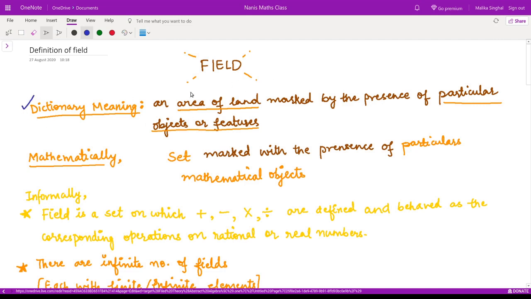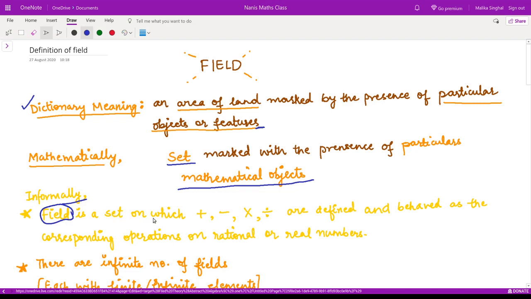The dictionary meaning is an area of land marked by the presence of particular objects or features. Similarly, mathematically a field represents a set which is marked by the presence of particular mathematical objects. It could be numbers, it could be anything else, right? So informally, we have been using fields previously also, in so many subjects and everything.